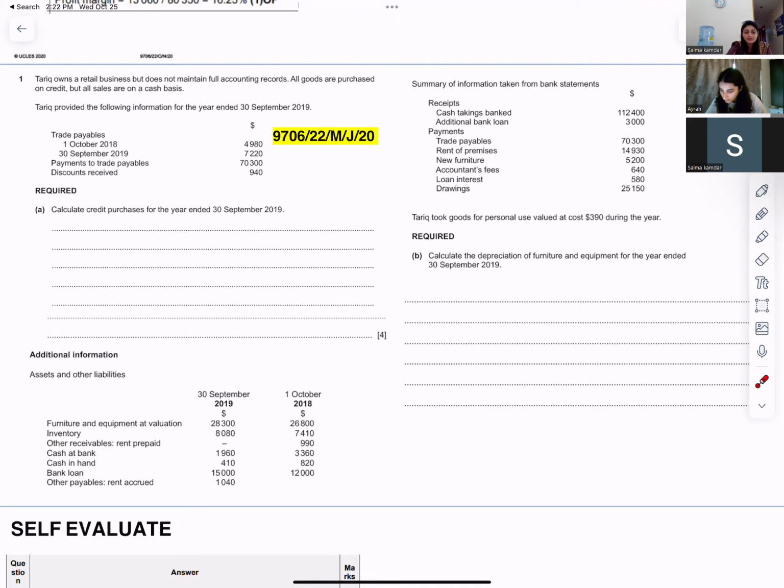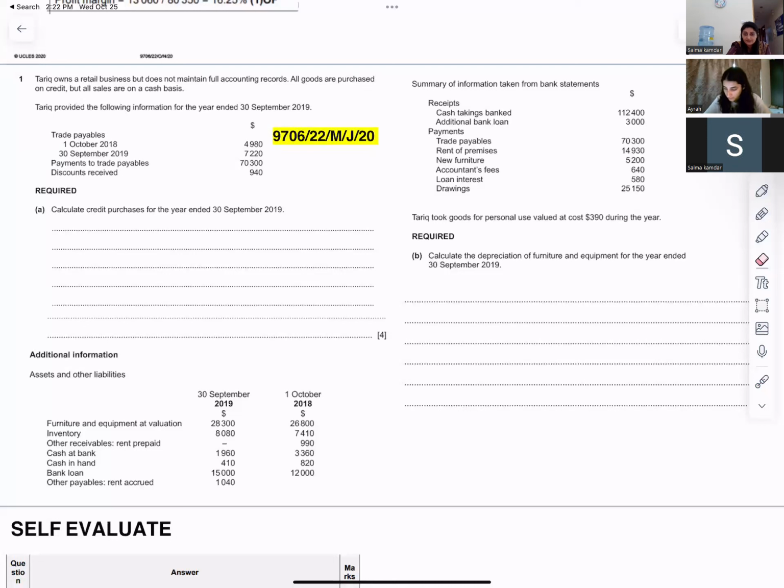How do you know Tariq's sum is an incomplete record sum? He does not maintain full accounting records. So, it's illegal. Now, what is the year end? 30th September 2019. Okay, your year end is 30th of September. Move on. What do they want you to calculate?